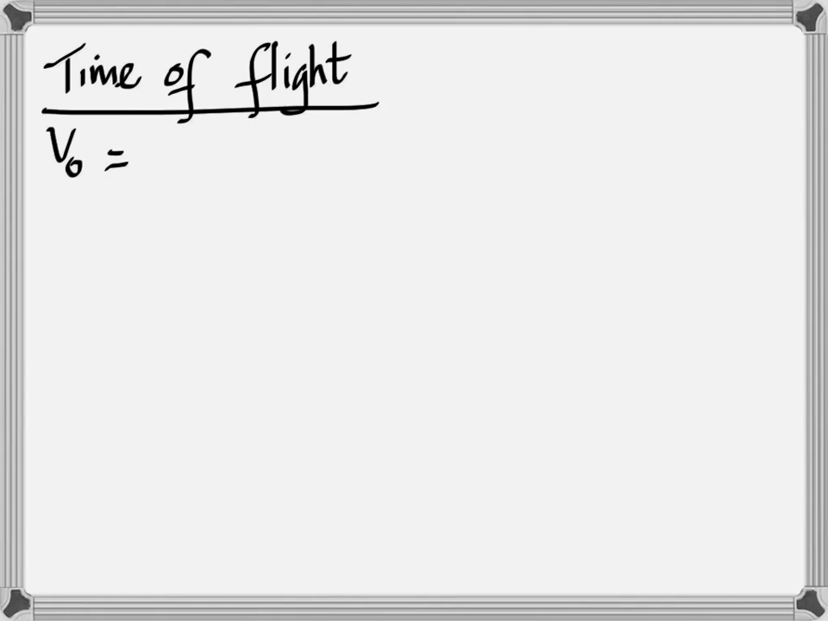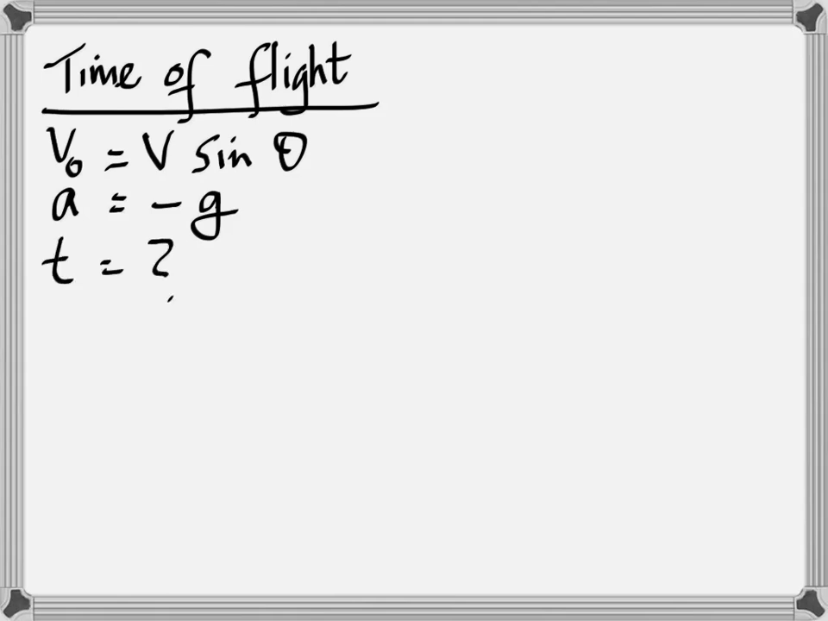All right, time of flight. What's the initial vertical component? What? What did he say? The initial vertical component is 0? Somebody said 0. Okay, anyway, I was dreaming maybe. The initial vertical component, V0, is V sine theta, right? Okay. What's A? Negative G. What are we trying to find? Time. What else do we know?